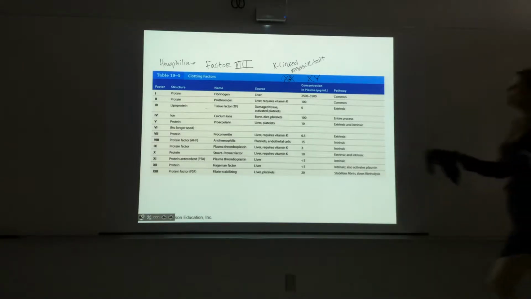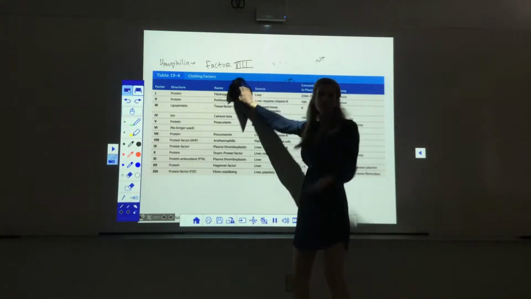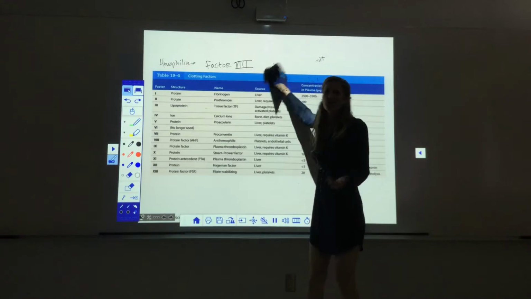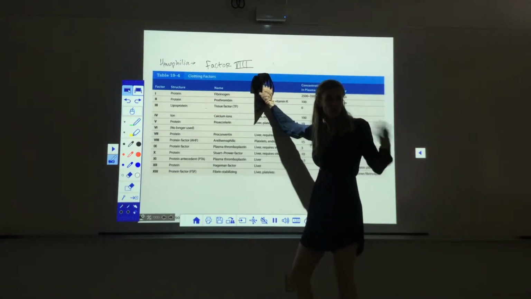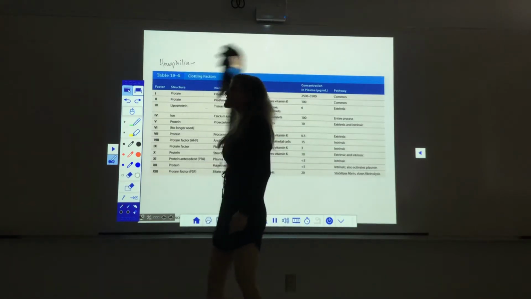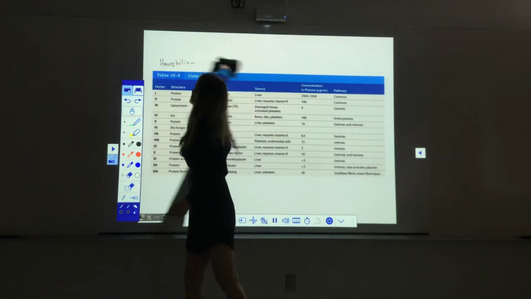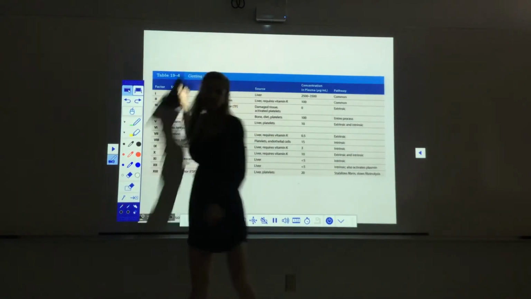The treatment for it is we give just IV factor VIII. We used to give it naturally, like we used to transfuse people with human blood, but we make factor VIII in the lab now, which is a lot safer, and we just give it IV.